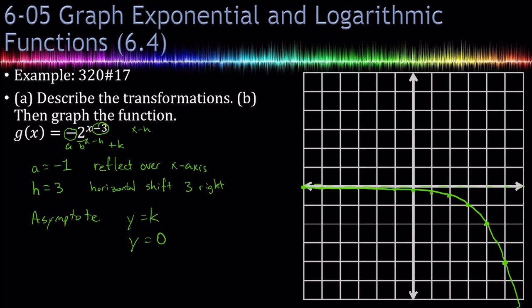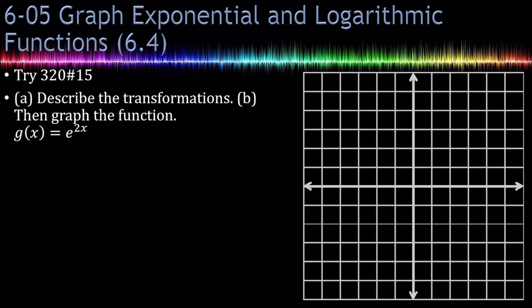All right, so you can see it's upside down, and from the original function of f of x equals 2 to the x, it has also shifted 3 to the right. Why don't you try this one? Pause while you work on it, and then I'll give you the answer.